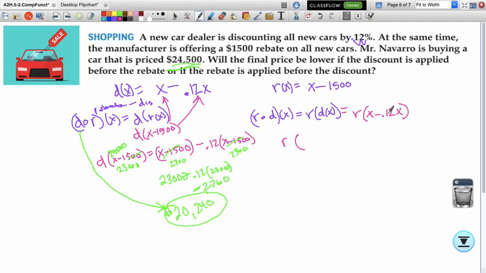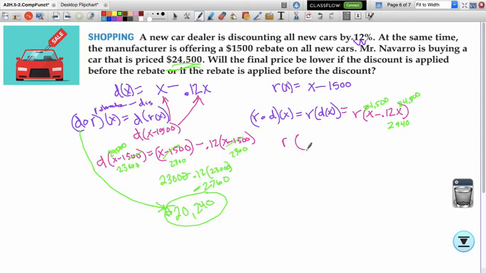Let's actually solve that right now, right? Let's get that number to something a little bit more digestible. So we're going to take our 24,500 and solve that out. So let's see, 0.12 times 24,500 is going to be 2,940. So we're going to take this number and subtract that from it.